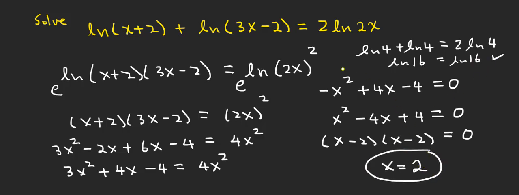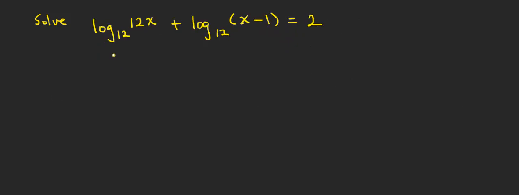And of course, if you graph this, where do you think they're going to intersect? At which point? We know that the intersection point will have an x value of 2. And let's take a look at our last example. In order to solve this equation, you've got log base 12, and you're adding. So what you could do is multiply 12x with x minus 1. So log base 12, 12x times x minus 1, using the product property. That should equal 2.